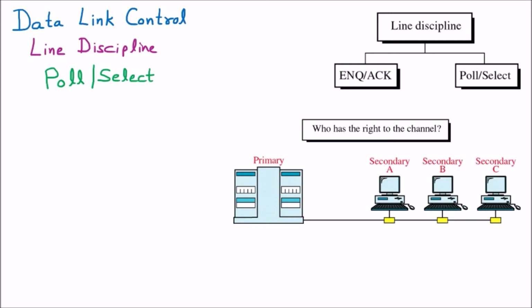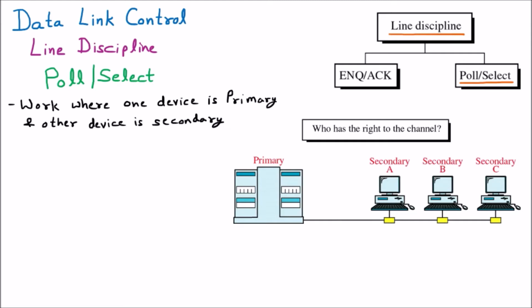Line discipline takes care of the line, meaning who should send at what time. And under line discipline, we have two things. One is the inquiry acknowledgement, and the second thing which we are discussing today is the poll and select method. The first thing we must understand is that it works where one device is the primary station and the other device is the secondary station.